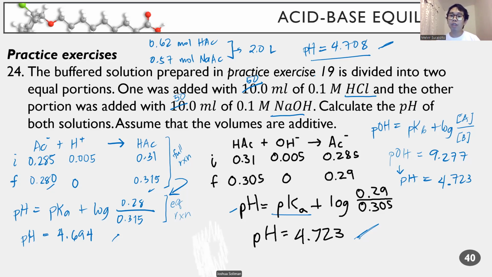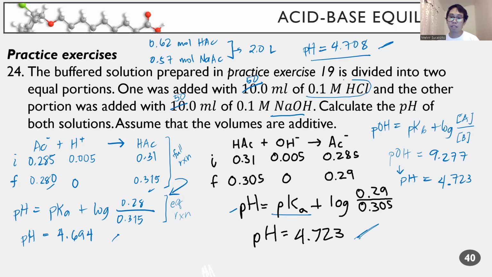What is the pH of a 0.1 molar HCl? Opo. I forgot the... Hindi. Ano pala? Yung 1 molar is exactly 0 halos. 0.1, ito lang. This solution here. What is the pH of this solution?